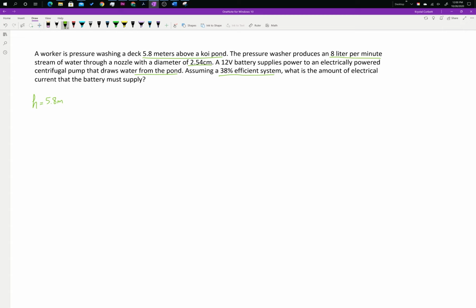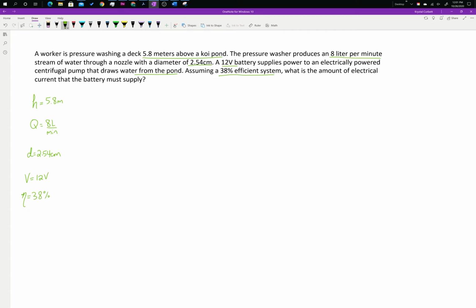The pressure washer produces an 8 liter per minute stream. When we have a liter per minute, those units are flow rate. So our flow rate is 8 liters per minute. And then we also know that the diameter of the nozzle where the water is exiting is 2.54 centimeters. Additionally, in the problem statement, we're told that there's a 12-volt battery supply. So our voltage is 12 volts. And we're also told that the efficiency of the system is 38%.